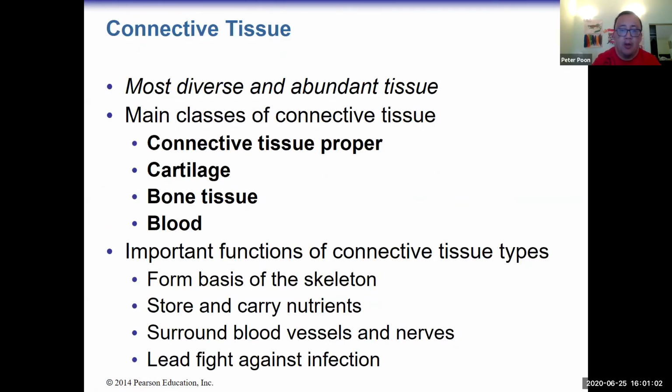I'm going to stop this talk right here. Part 2 will be all about connective tissue.